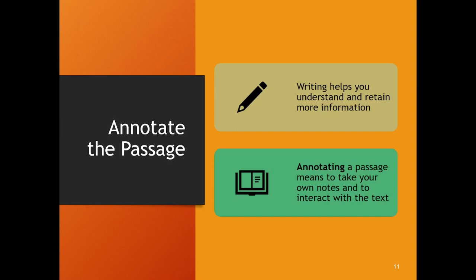Annotating. So annotating means taking your own notes and interacting with the text in some way. What that means is after you read a passage, summarize it in your own words, write it down. Writing does help you understand and retain more information. So take notes in the margins or on note cards, but do it as you read.